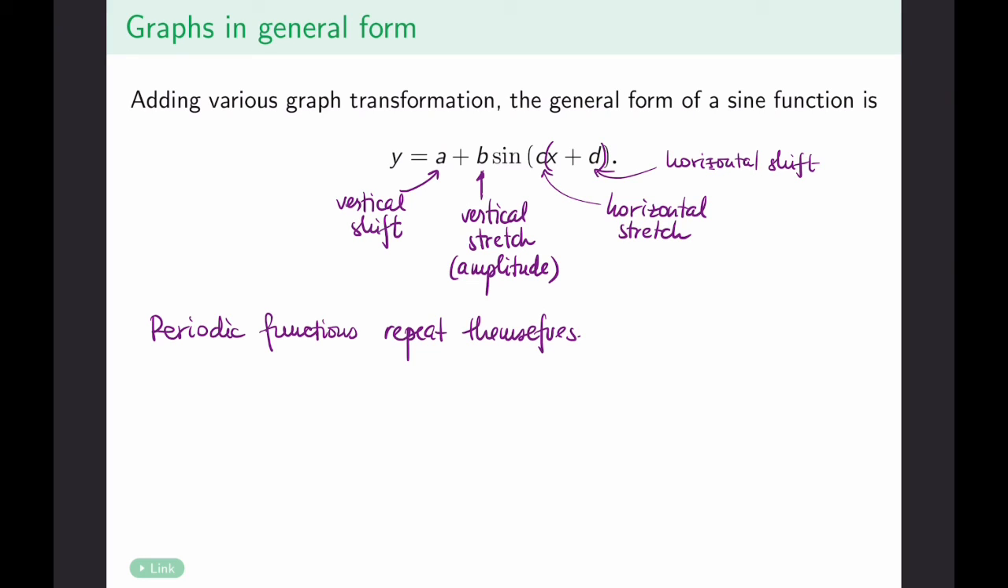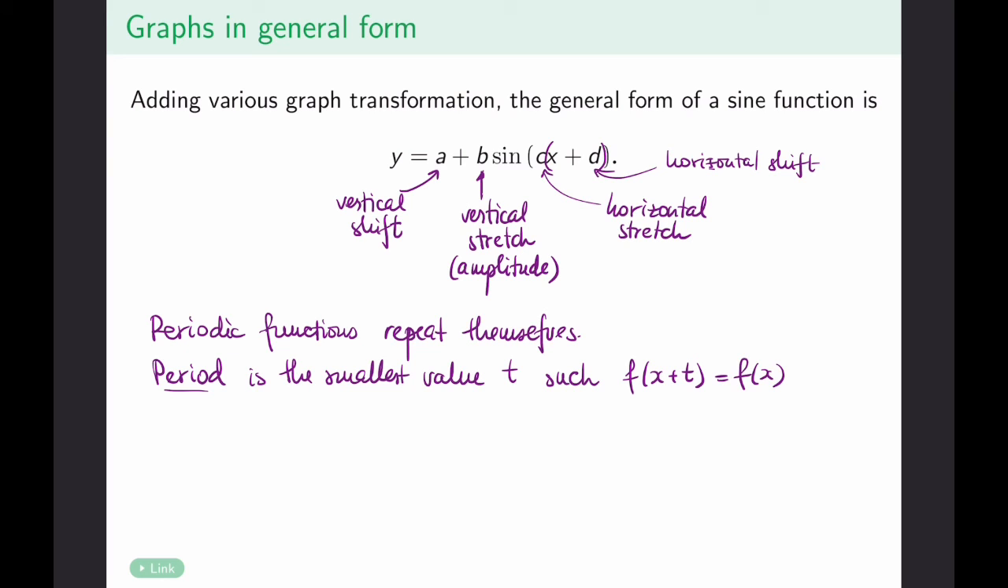describe the smallest segment on which the repetition occurs. This is what we call a period. A period is, in fact, the smallest value, let's call it t, such that, and again, I'm going to define this for more general functions other than sine and cosine, but for any function f. So period is the smallest value t such that f of x plus t is the exact same as f of x. So adding t into the input did not change the function.